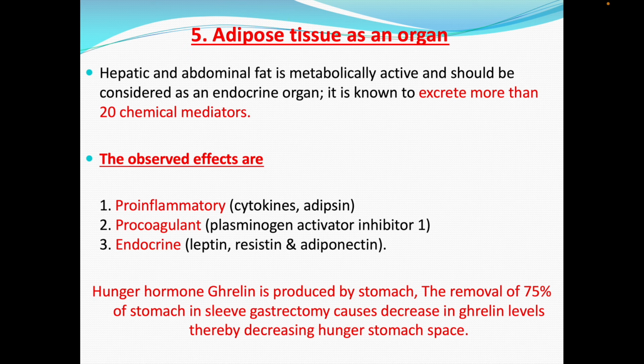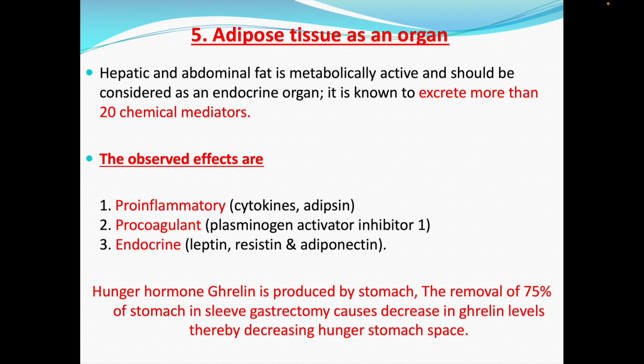Now, one point related to obesity is the hunger hormone, which is known as ghrelin. Ghrelin is produced from the stomach, mostly from the fundus. In sleeve gastrectomy, we remove 75% of the stomach, including the fundus. So two things occur. One is a decrease in space for storing food; the patient cannot take more food because there is no space to store. The second is that the hunger hormone level is decreased, so the patient loses weight.